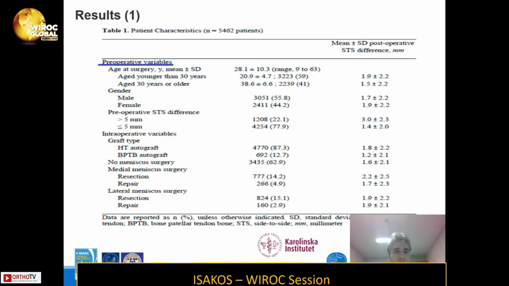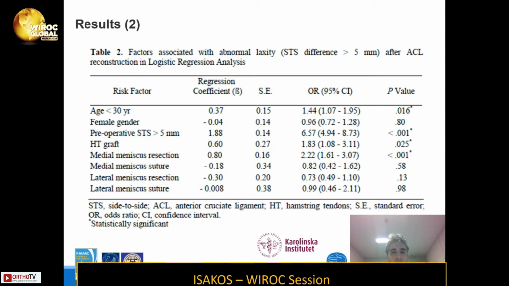Among the preoperative variables, we looked at age at surgery, gender, and preoperative side-to-side difference, and among the intraoperative variables, we looked at graft type, hamstring tendon and bone patellar tendon bone autograft, with the first one being predominant, medial meniscus surgery, resection or repair, and lateral meniscus surgery, resection or repair. Here you can see the mean and standard deviation of postoperative side-to-side differences in millimeters.